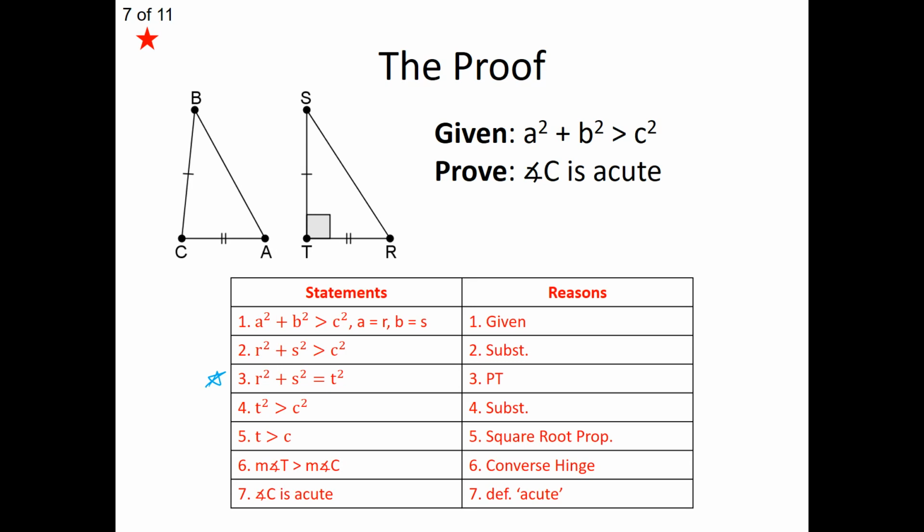So what we can prove is that the measure of angle T is greater than the measure of angle C. But if angle T was constructed to be a right angle, then angle C must be less than that of a right angle. And what do we call an angle that's less than that of a right angle? That is an acute angle. So angle C is acute by the definition of acute. Thus, we know triangle ABC is an acute triangle.